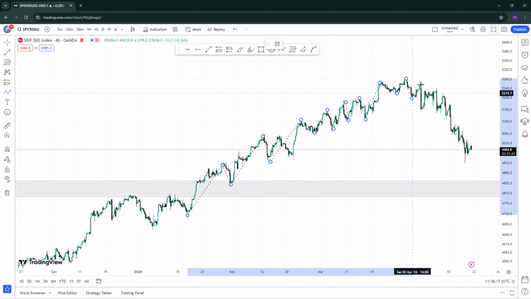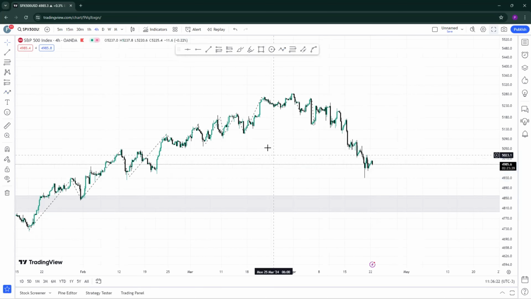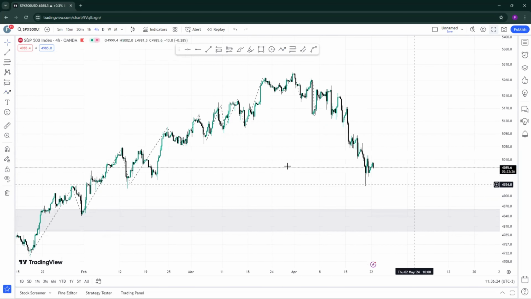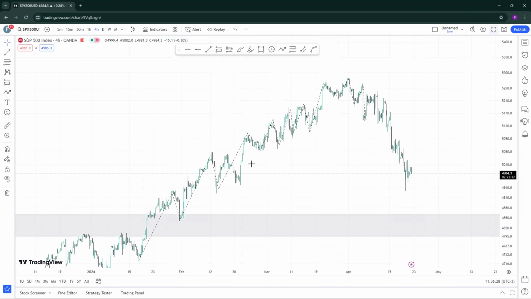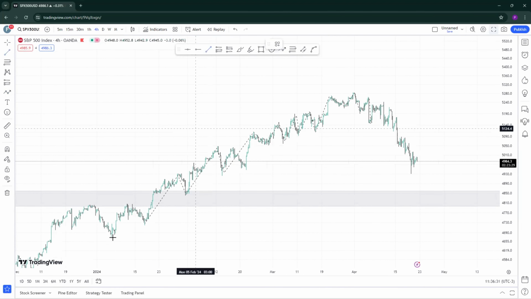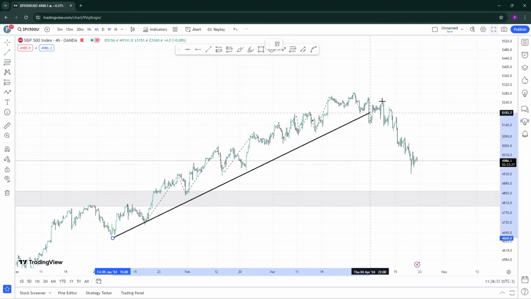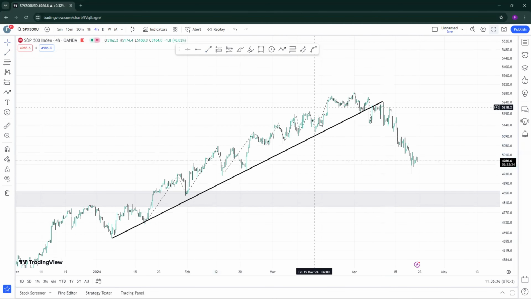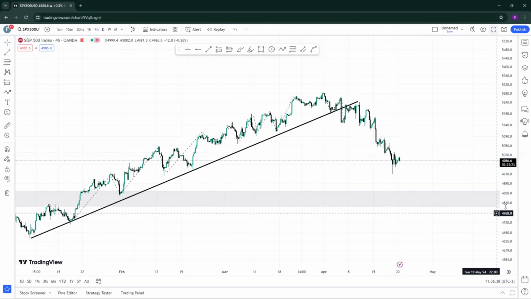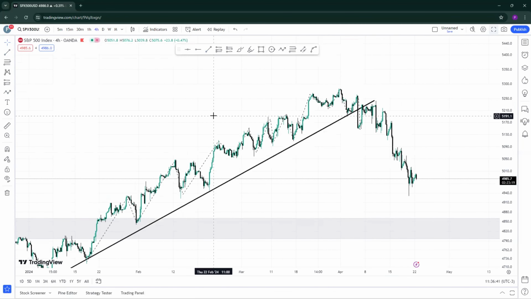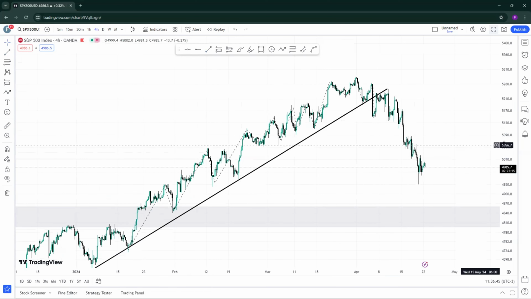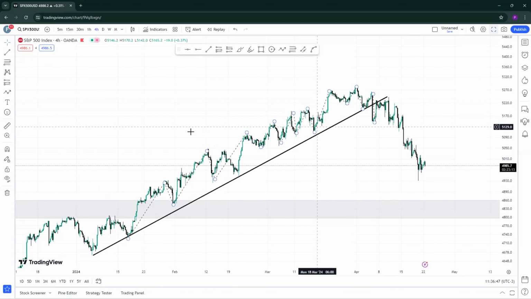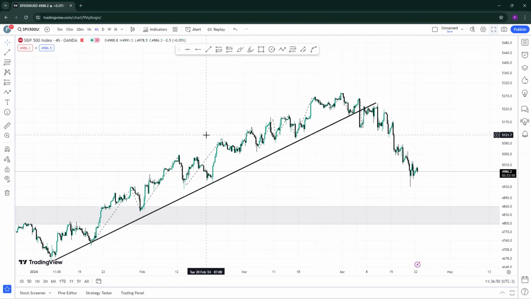Then we have a change in trend. Let me show you something. In my previous video, I talked about trend breakouts. So this is a trend, and we can see that the trend has been broken. I told you that there are some conditions you have to consider before you can come to agreement that a trend has been broken.